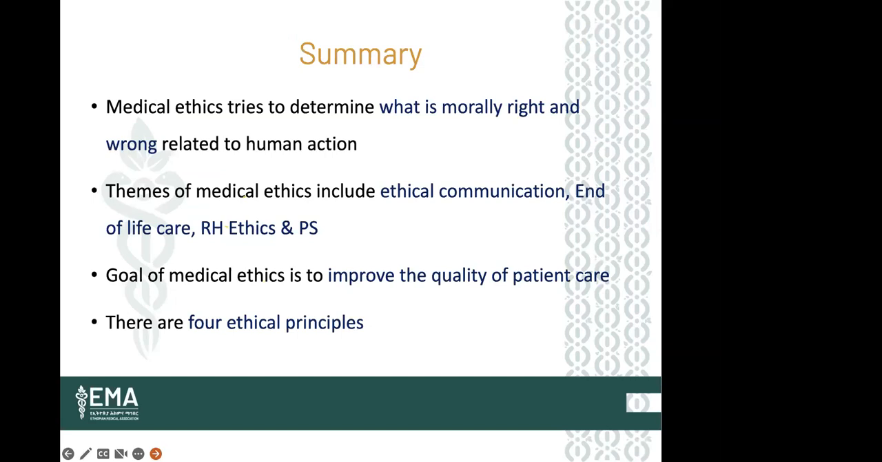So as a summary, medical ethics tries to determine what's morally right and wrong related to human action. And the themes of medical ethics include ethical communication, which is respect for autonomy, the patient-doctor relationship, and communication. The others are end-of-life care, reproductive health ethics, and priority setting. And today we've discussed only the first 3, on communication. The goal of this endeavor is quality of patient care. And please remember the 4 ethical principles: respect for autonomy, doing good, avoiding harm, and providing care for all, that is justice. Okay, equal care for equal people.